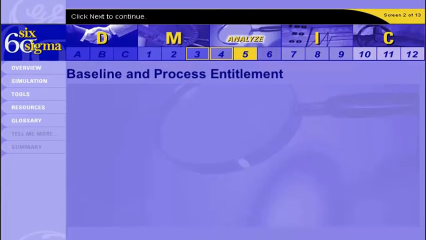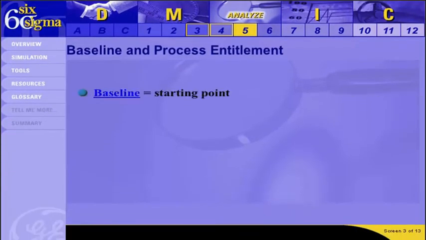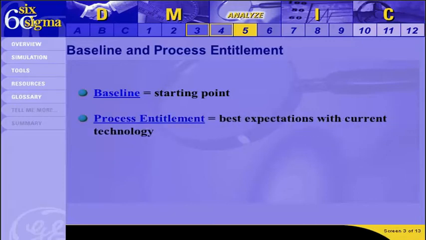You must understand where you are starting. The starting point is called the baseline. It is the point at which measurement of improvement will begin. The process entitlement is the best that can be accomplished with current technology. The usefulness of this concept is that it will indicate whether or not you need to consider new technology in order to complete your project.